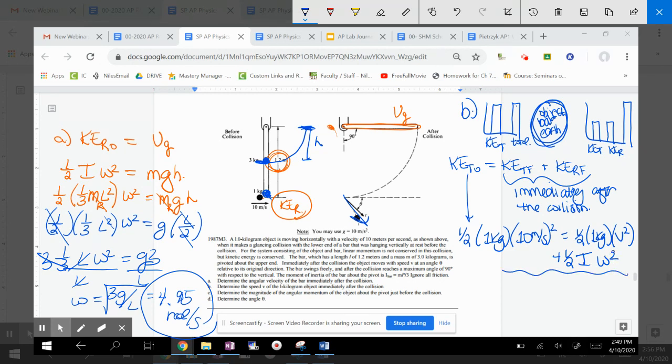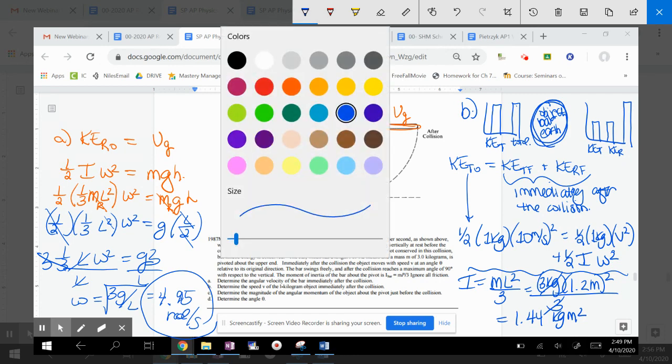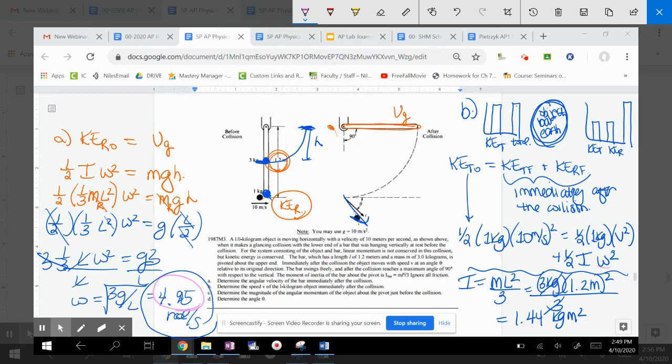Okay, so we're going to do a side note here. I is equal to ml squared over 3. That's 3 kilograms, it's the bar. The length is 1.2 meters squared over 3. My 3's cancel. So 1.2 squared is 1.44. That's my moment of inertia. Okay, my omega, I found it right here. So I'm going to plug that in right here. I'm going to do all my math, and I'm going to get for V, let's see, 8 meters per second.